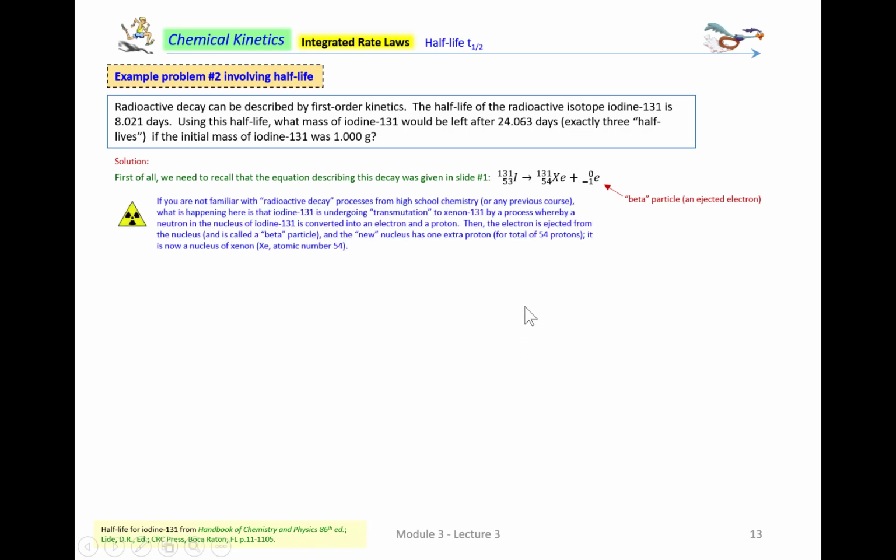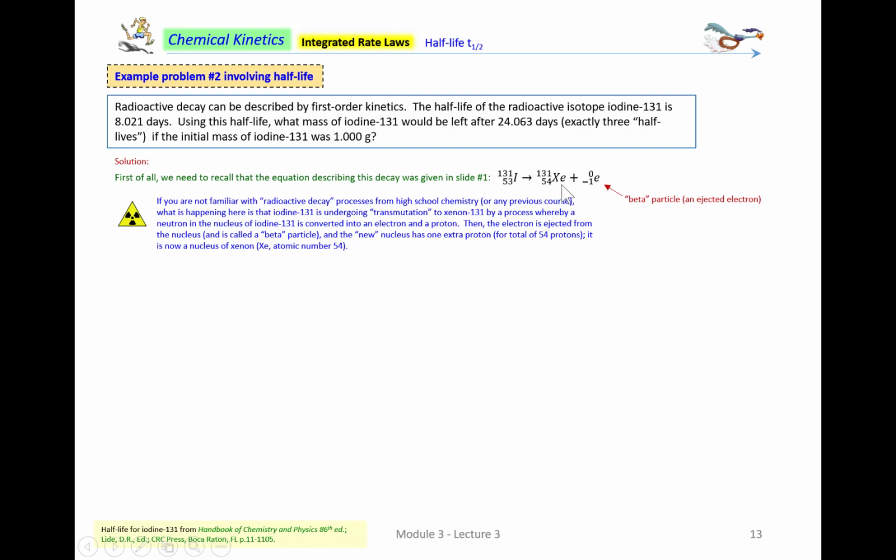Now, as an aside here, if you're not familiar with radioactive decay processes from high school chemistry or any previous course, what's happening here is a nuclear reaction. That means it's a reaction that originates in the nucleus of the atom. In fact, we say here that iodine-131 is undergoing a transmutation to xenon-131. One element is turning into another.